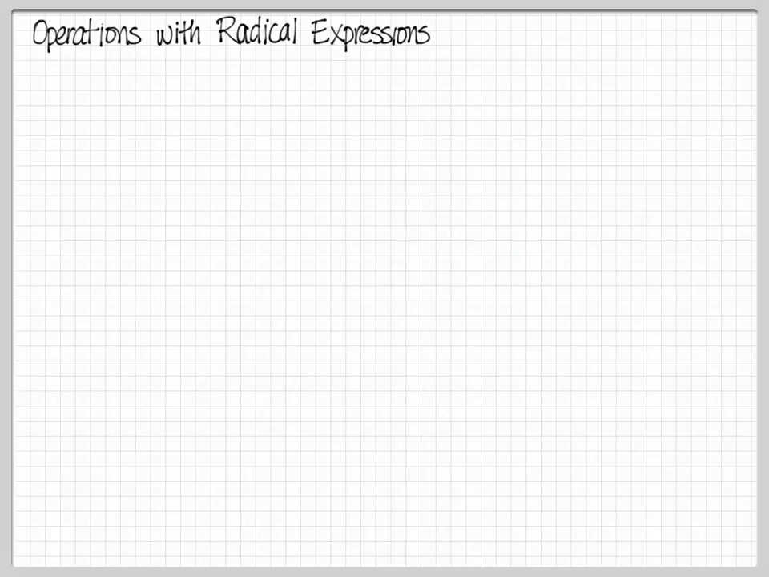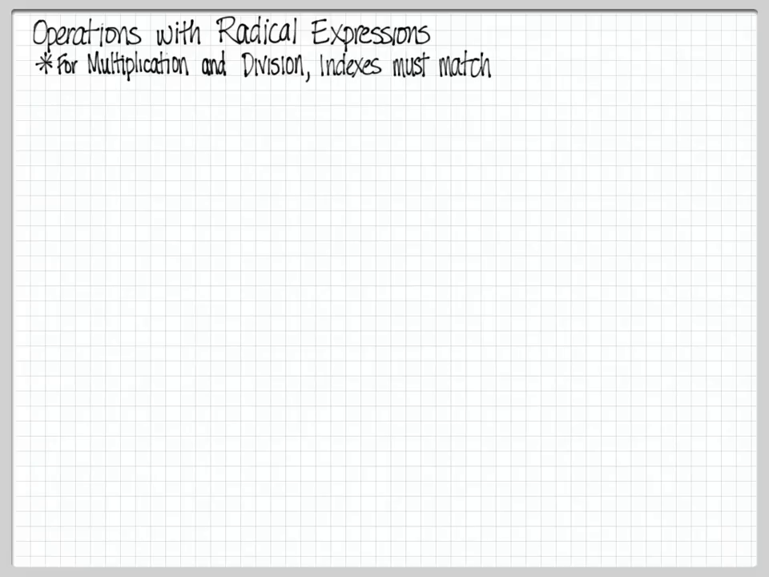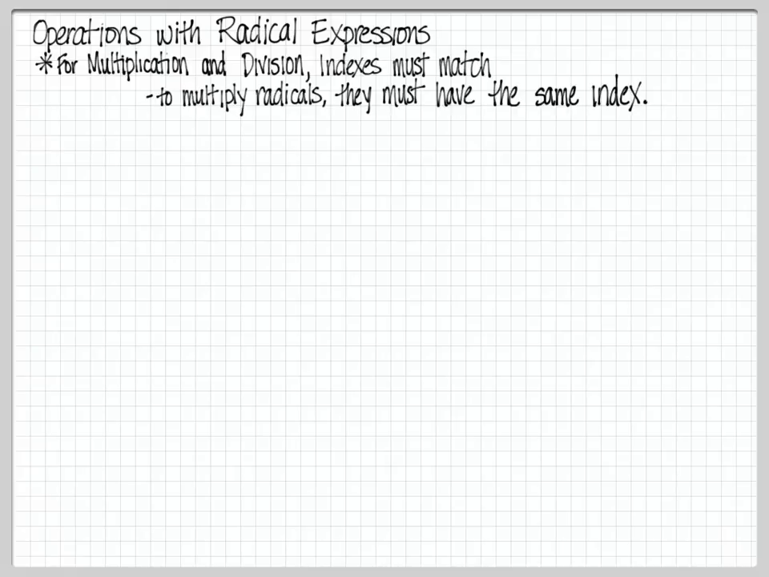In this video, we're going to be doing operations with radical expressions, different kinds. We're going to start off looking at multiplication and division. And multiplication and division requires the indexes to match, not the radicands themselves, but the index. So we've done this a little bit with multiplication. So to multiply radicals, they have to have the same index.